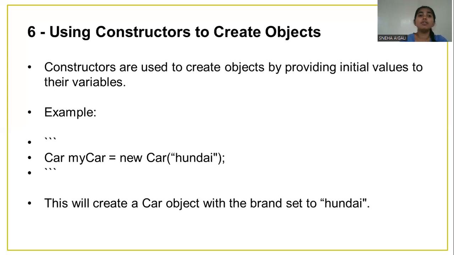Next up, let us see how to use the constructors to create objects. Constructors are used to create objects by providing initial value to their variables. Let us see through an example. Here, the Car, which is our class, and myCar, an object, which is created, that is by using new Car("Hyundai"). This will create a car object with a brand set to Hyundai.